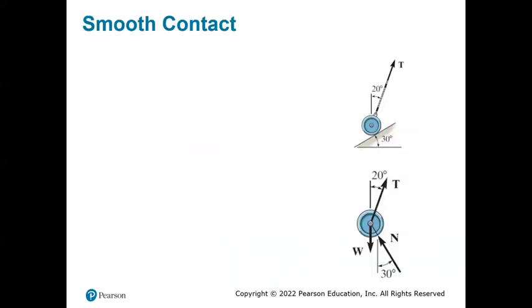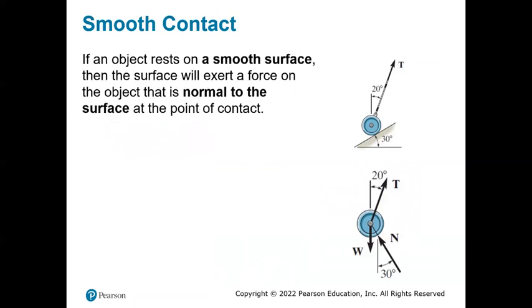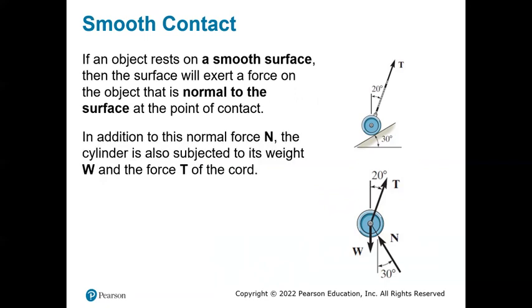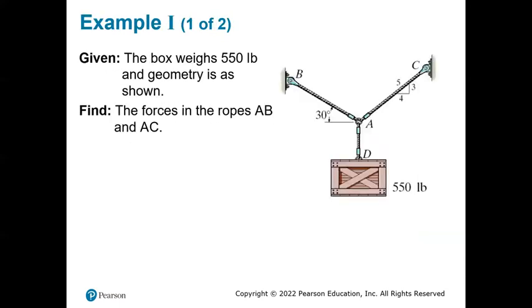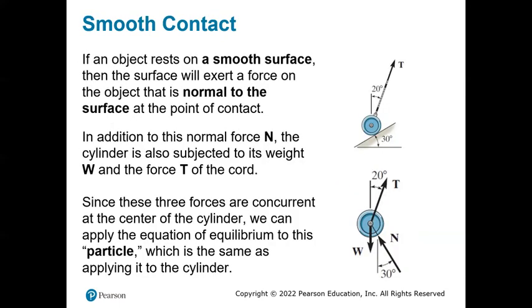The other one is smooth contact. We know that if an object rests on a smooth surface, then the surface will exert a force on the object, which is normal at the point of contact. In addition to this normal force, the cylinder is also subjected to its weight and the force in the cord. Since these three forces are concurrent at the center of the cylinder, we can apply the equations of equilibrium of the particle, which is the same as applying it to the cylinder.